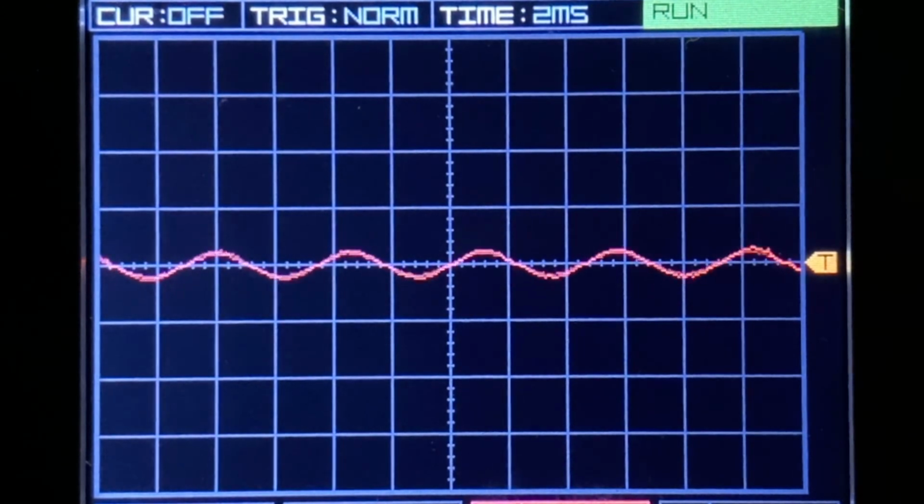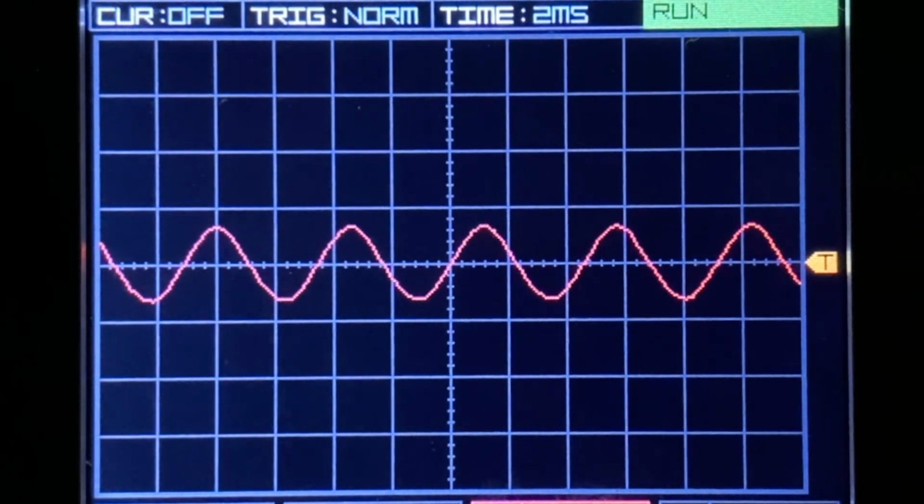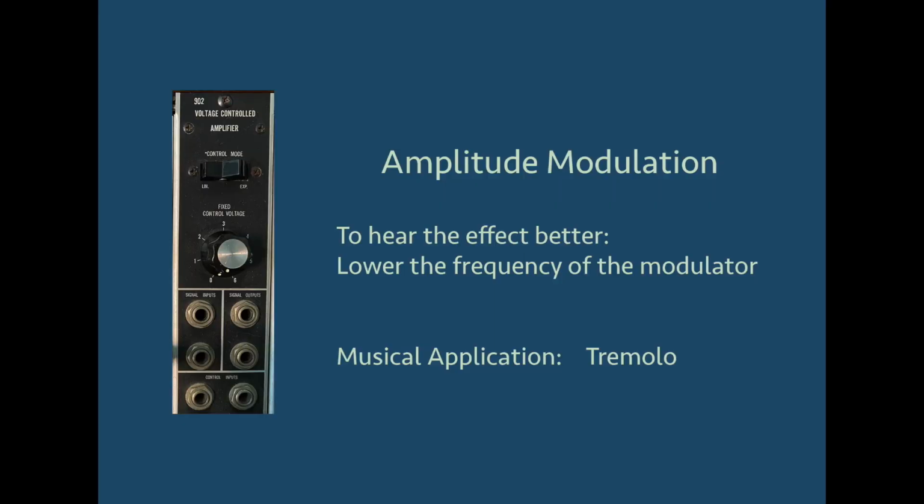There is a popular use of amplitude modulation in recorded music. It is an effect called tremolo. Here's an example.